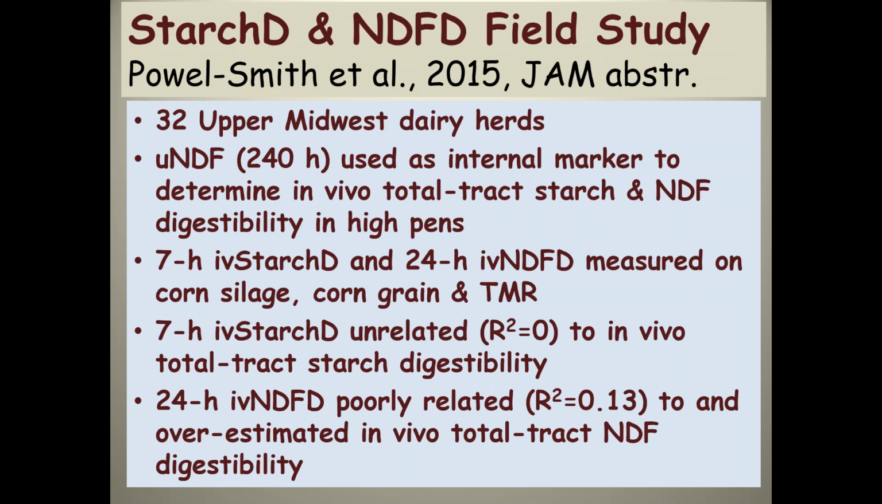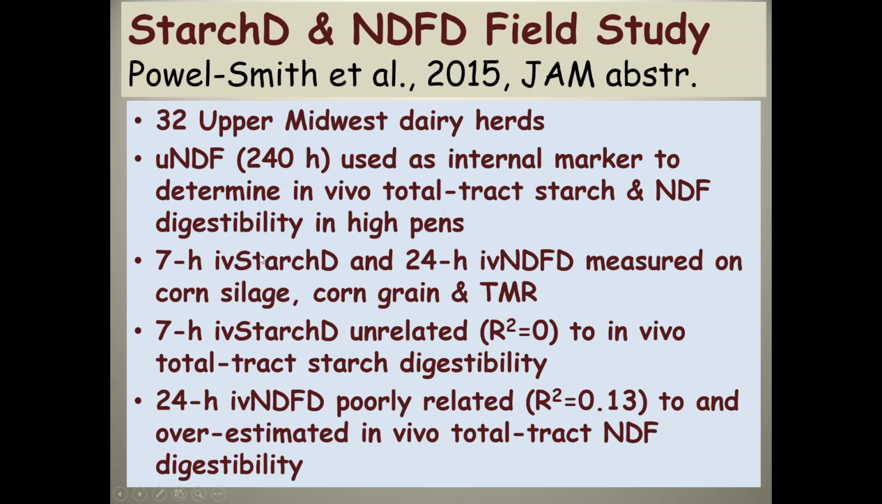This is some interesting data that came out of the Pioneer DuPont group and involves likely some of your client herds. It was done by Bill Powell-Smith. I believe most of these herds would have actually been in Wisconsin, but certainly some in some of the other states. 32 dairy herds. They went out and sampled manure as well as the diet and forages to look at undigested NDF at 240 hours as an internal marker. Also measured NDF and starch content to measure digestibility, and looked at the high pens.